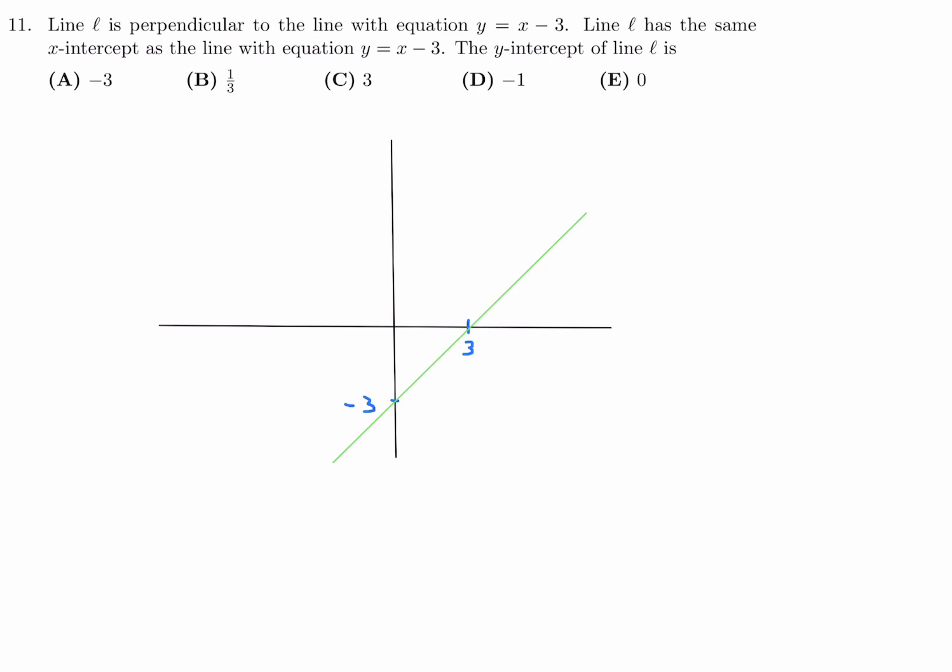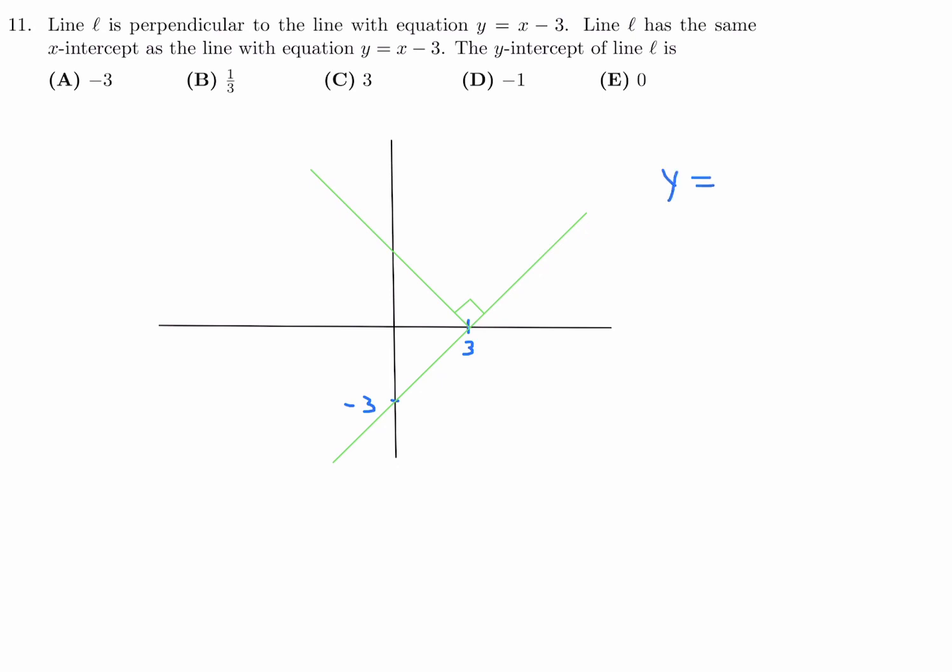The line L is perpendicular and has the same x-intercept. So it's obviously going to be something like this, where this is sort of the right angle because it's perpendicular. Okay, and they want the y-intercept. All right, shouldn't be that hard to figure this out.